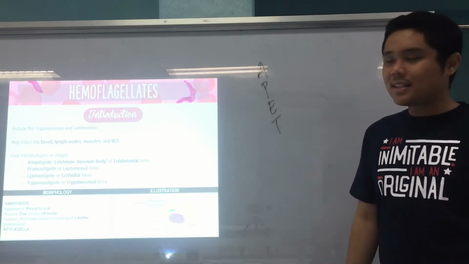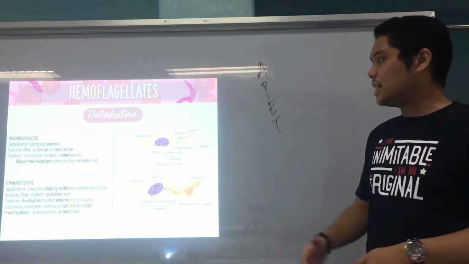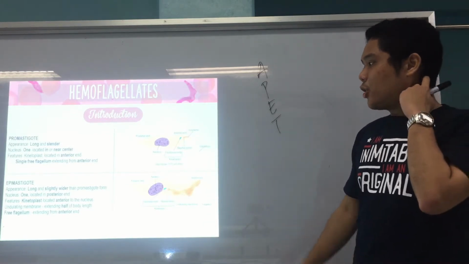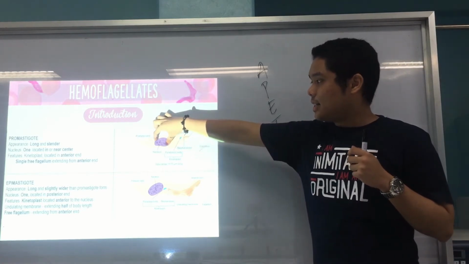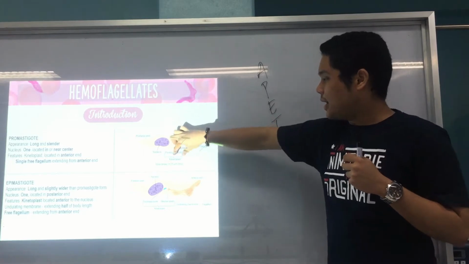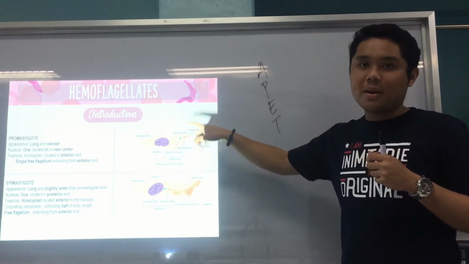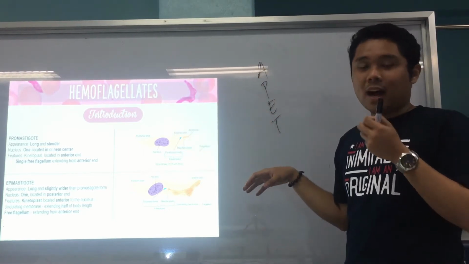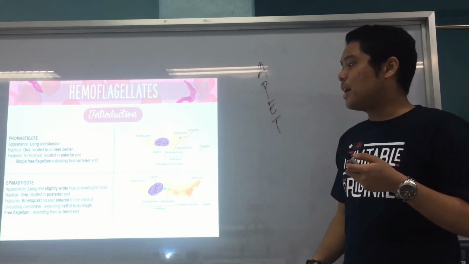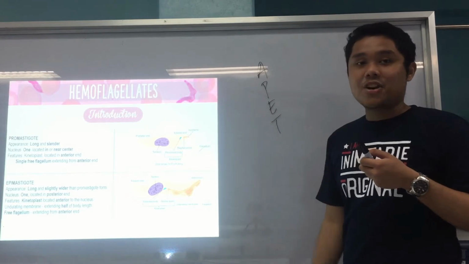Okay, for the next stage, we have your promastigote. As you can see, it now becomes long and slender. Your nucleus is located near the center, and your kinetoplast is at the anterior end. So the nucleus is at the center, the kinetoplast is in front. And there's already a single free flagellum extending from the anterior end.